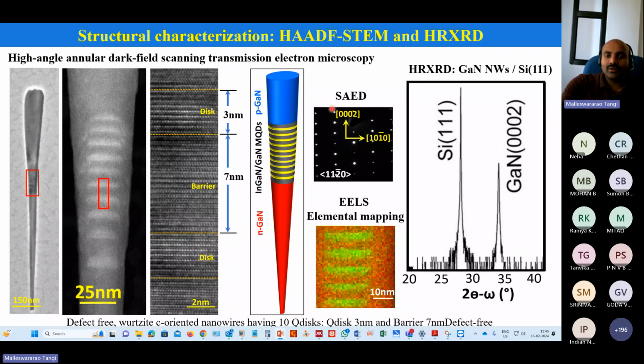Then we did selected area electron diffraction, which confirmed that these crystals are wurtzite crystalline in nature and highly single crystalline oriented crystals. From EELS, electron energy loss spectroscopy, elemental mapping, we identify that the indium is incorporated within the quantum well region. And further, we also did HRXRD to confirm its crystalline quality and crystal structure, and it belongs to the hexagonal wurtzite crystal structure.